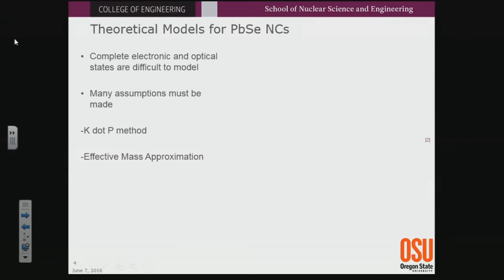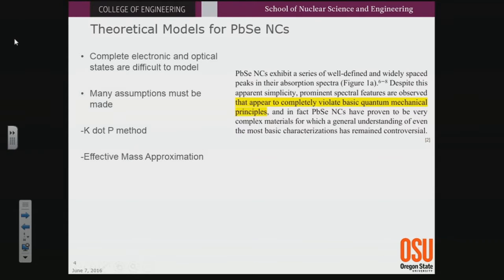But I think a team at the University of Rochester, in collaboration with a team in France, said it best when they said, "Lead selenide nanocrystals exhibit a series of well-defined and widely spaced peaks in their absorption spectra, but despite this apparent simplicity, prominent spectral features are observed that appear to completely violate basic quantum mechanical principles. In fact, lead selenide nanocrystals have proven to be very complex materials for which a general understanding of even the most basic characterizations has remained controversial." So I'm not the only one who has a hard time wrapping my head around this stuff.